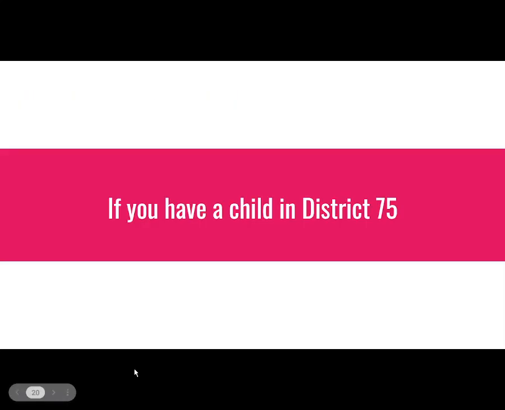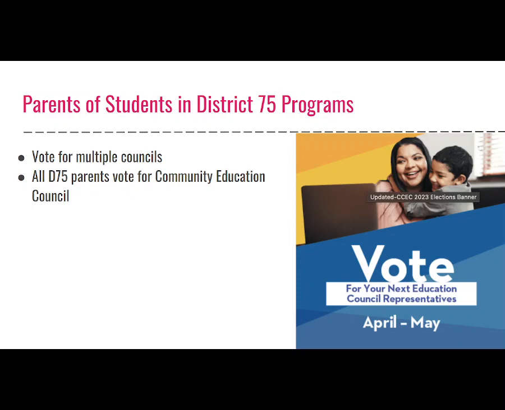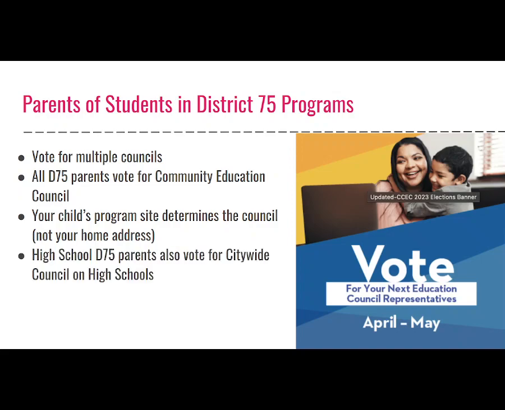If you have a child in a District 75 program, you will vote for multiple councils. All District 75 parents vote for Community Education Council regardless of the grade level of the child. Your child's program site determines the council for which you'll vote, not your home address. That means if your District 75 student attends a program located in District 2, then you will be voting for District 2 Community Education Council, even if you lived in District 30. High School District 75 parents also vote for Citywide Council on High Schools.